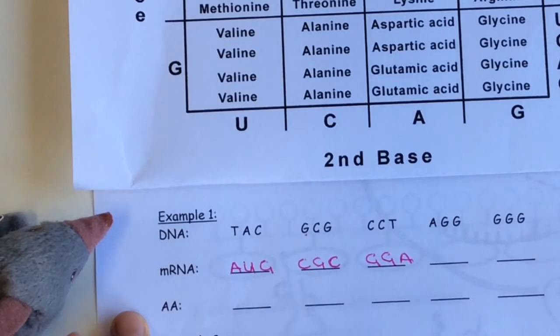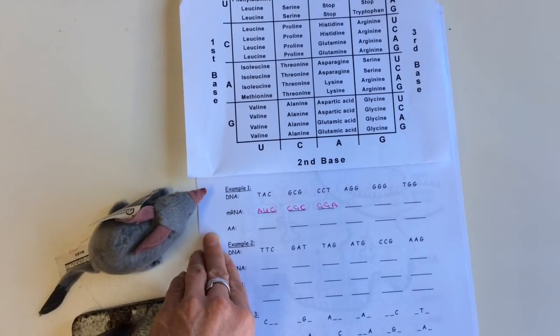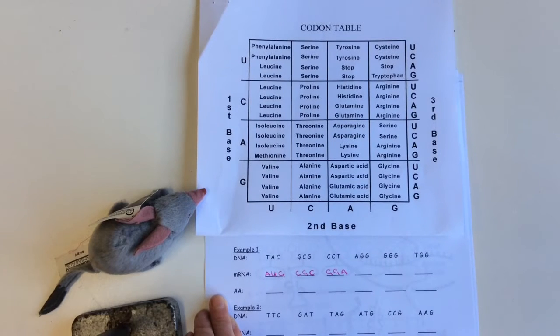Now we need to figure out the corresponding amino acid. This codon sheet, it's exactly what it says. It's a codon sheet. So you're reading off the messenger RNA. Keep that in mind when you start working on that second worksheet. Okay?